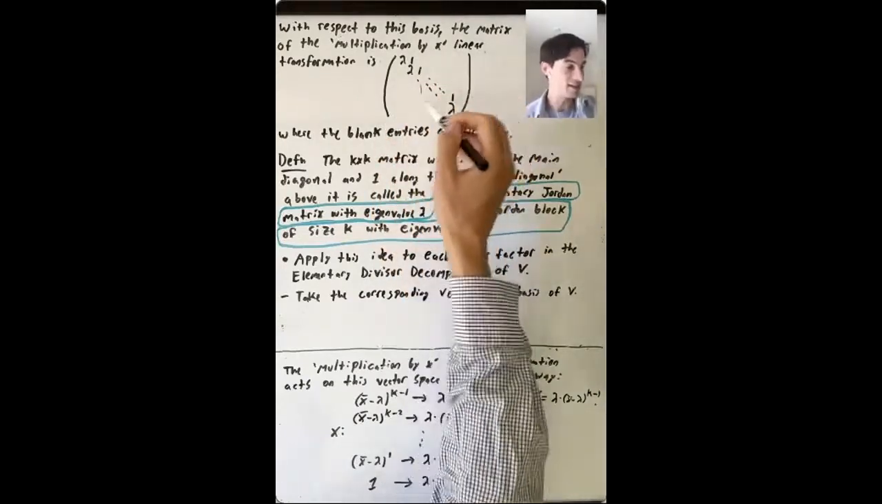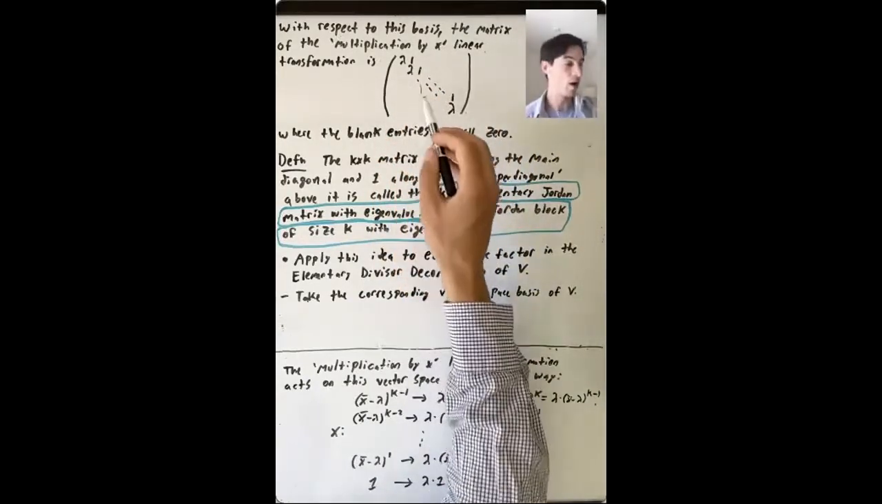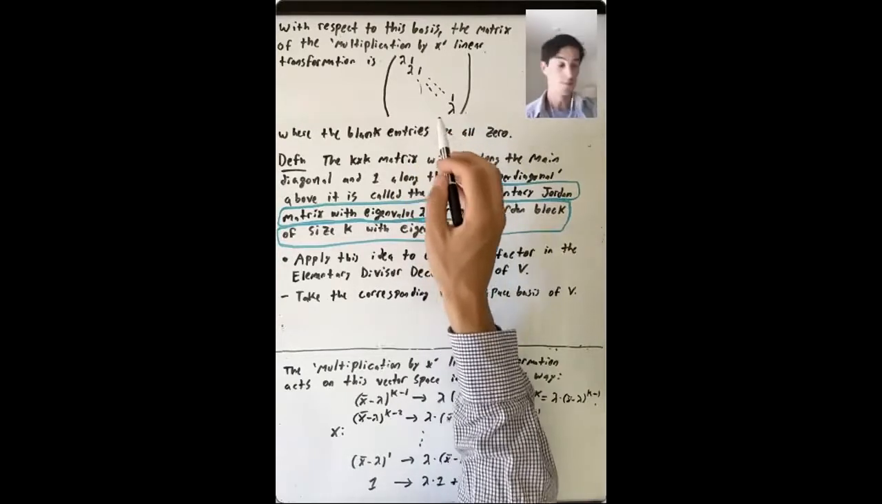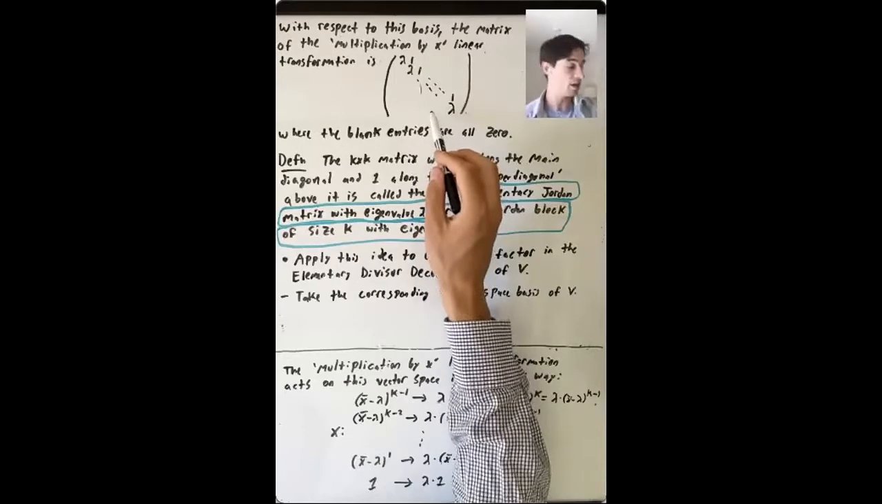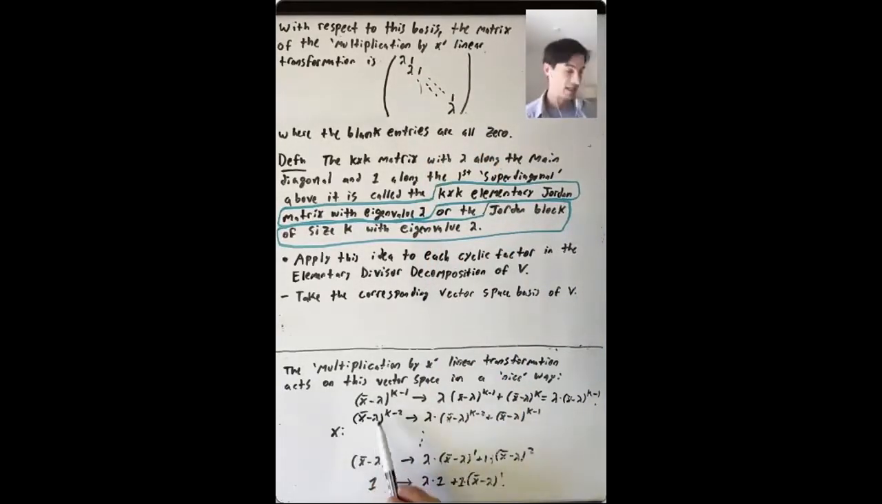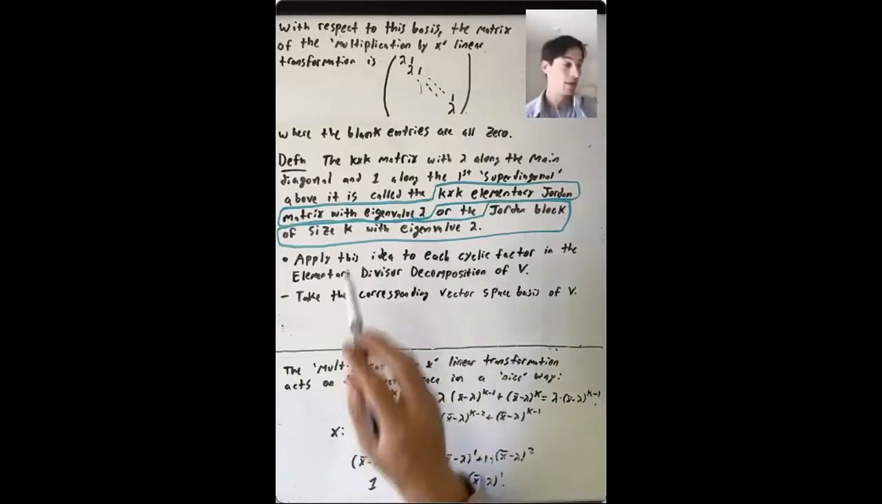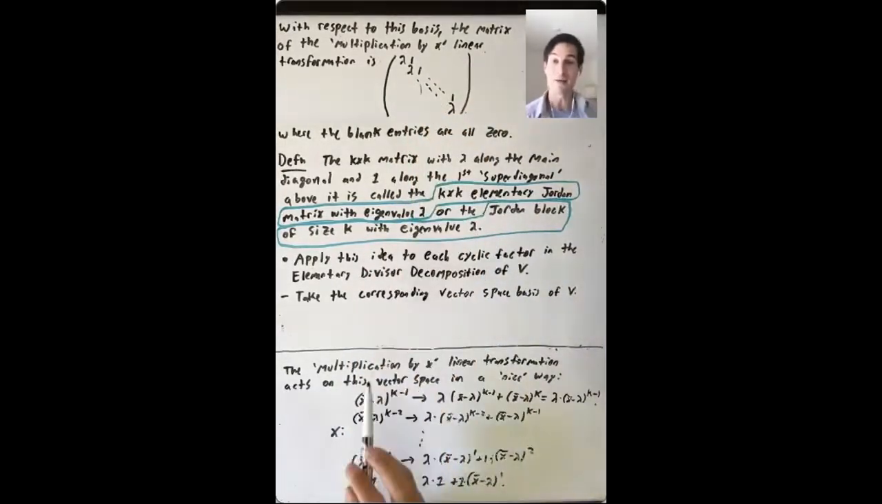So this matrix, where all of the blank entries are 0, this is the matrix of the multiplication by x linear transformation with respect to this basis. And this is really important. This gets a name. This is playing the same role that the companion matrix of the polynomial a_i(x) played when we talked about rational canonical form.